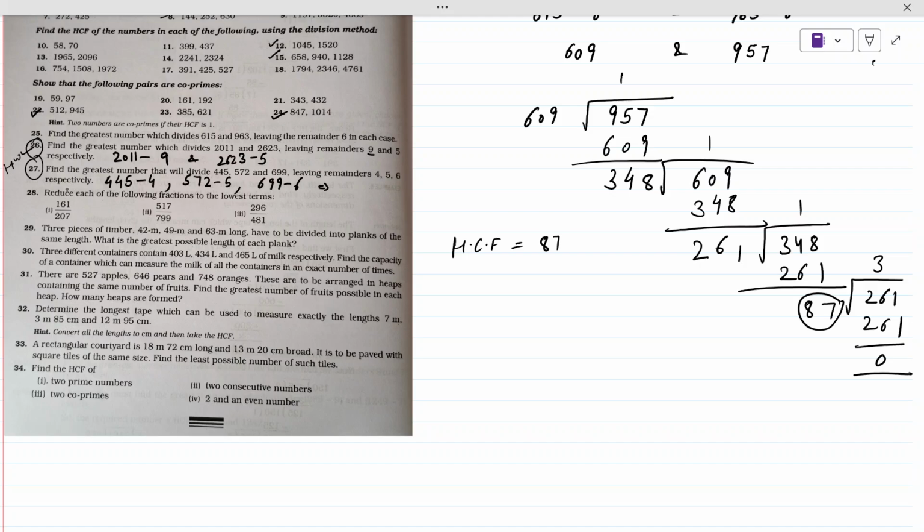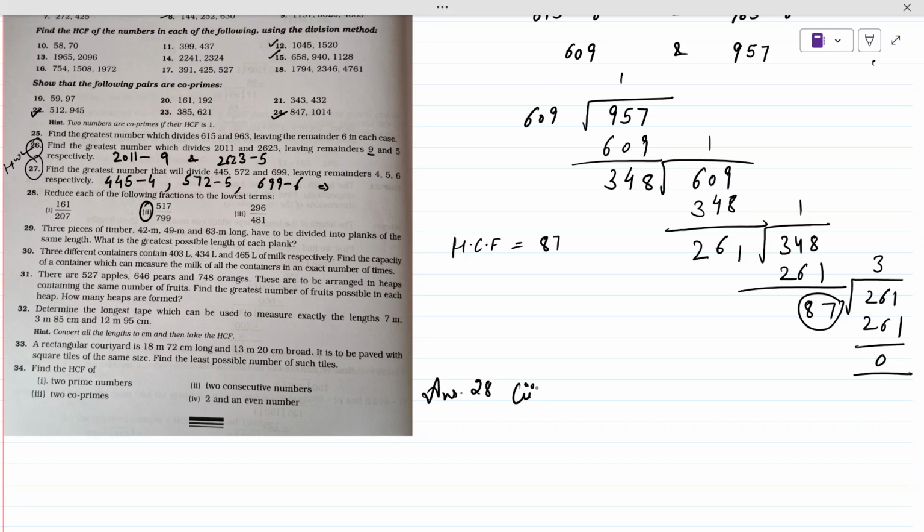Next what we have is reduce. Coming to question 28, reduce each of the following fractions to the lowest term. So again, we know how we have to do this question, kids. I'm picking the first question, this second part. Okay, answer 28, second part.